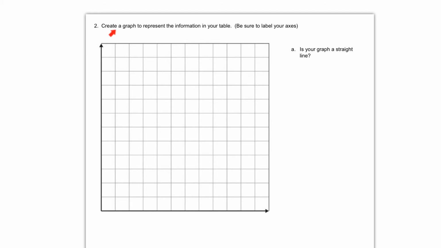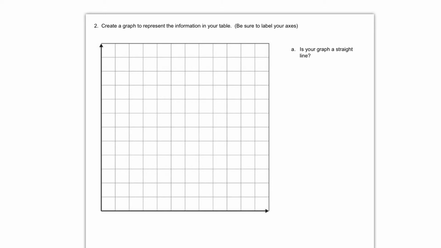Number 2 is asking us to create a graph to represent the information in our table. Be sure to label our axes. So the very first thing you should always do when you're creating a graph is label your axes. And so when we talk about labeling our axes, our x-axis here is our independent variable, and our y-axis is our dependent variable. So from our table, our independent variable we said was our number of days.